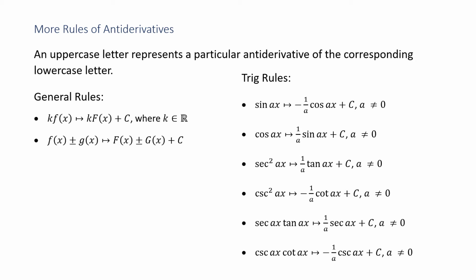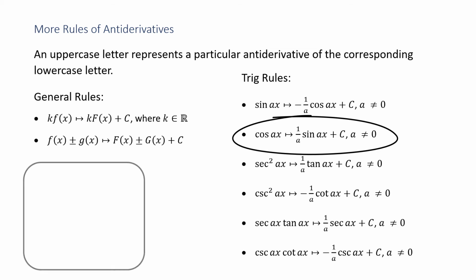Then we have trig rules. Let's in particular look at the antiderivative of the cosine of ax. That's 1 over a times sine of ax, plus c, provided a is not 0.